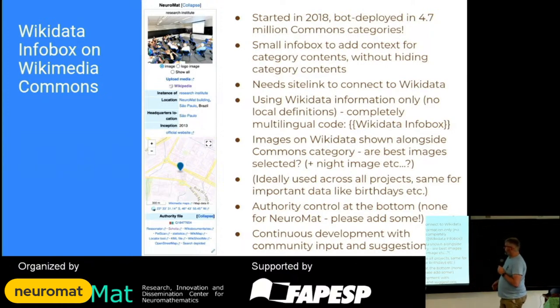Another thing you can do, which is not shown here, is authority control. So here it's linking to the Wikidata QID. Normally that will also be a list of different authority controls in, say, FAPESP database or things like that, places you can find more information about that topic. Not in NeuroMat items, so please, Jura in particular, but also anyone else, please add some, and then they'll show up here as well. This infobox is not static.